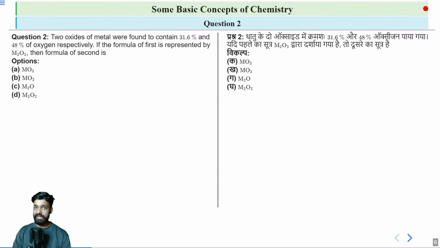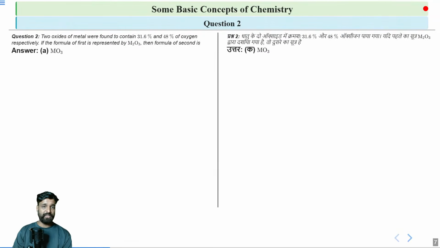Right? Now, if the formula of the first, which contains 31.6% of oxygen, is M2O3, so it is telling us that for the first metal oxide it is M2O3. Then you have to calculate the formula of the second. Simple. I hope you got the question. This question combines your mole concept, your unitary method as well as percentage composition. So let's see how we can calculate it. Now, first of all, the correct answer is MO3.